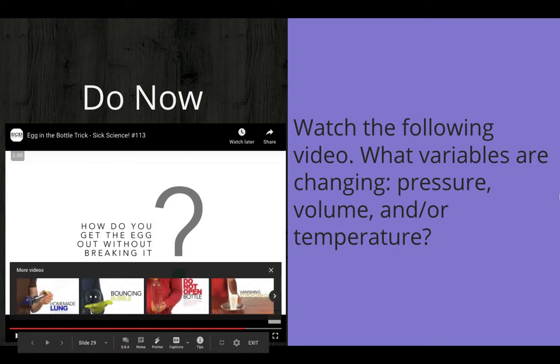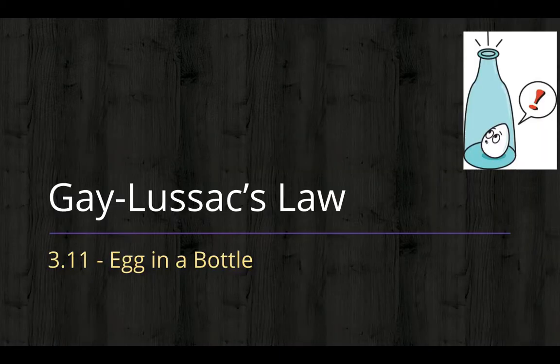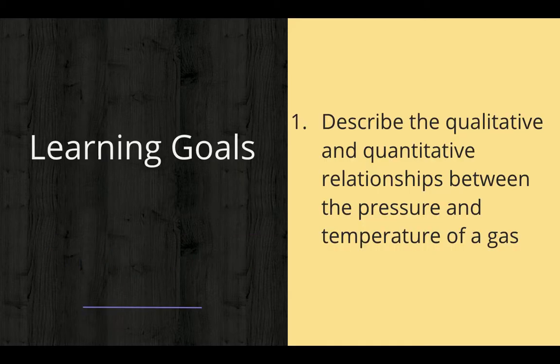Alright, so that was a little preview of today's third and final gas law, or for this week at least. Gay-Lussac's law, so 3.11. So you may have realized volume was not changing there because the Erlenmeyer flask was a constant volume. So today we're going to be talking about how pressure and temperature relate to each other.